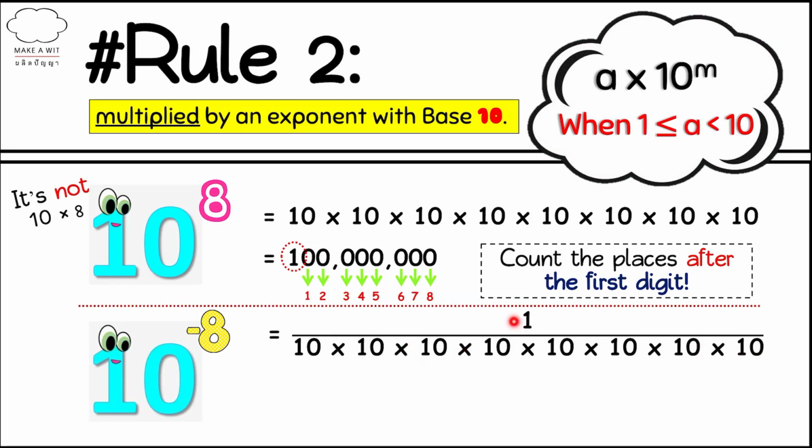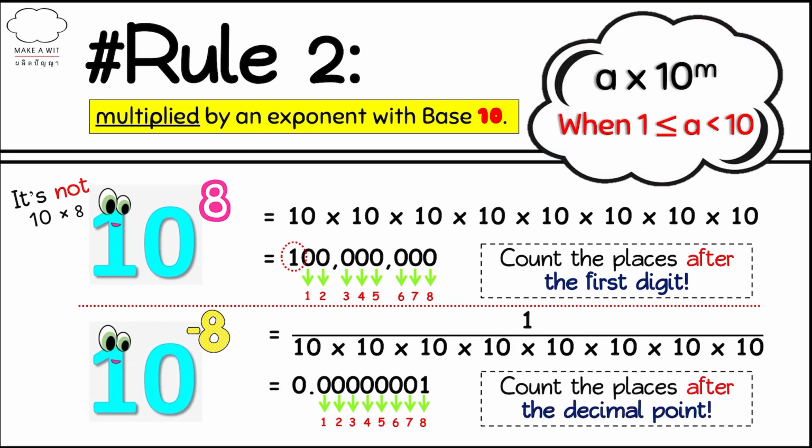But of this, divide number 1 over here. So it will be 0.1, 2, 3, 4, 5, 6, 7, and 8. Okay, so this time you will count the places after the decimal point. The decimal point is here. So if it's a negative exponent, you will count after the point. But if it's positive, you will count after the first digit. Don't forget this. Very important.